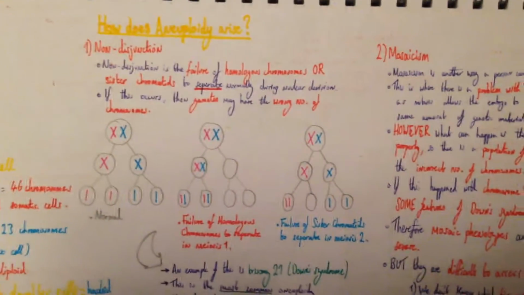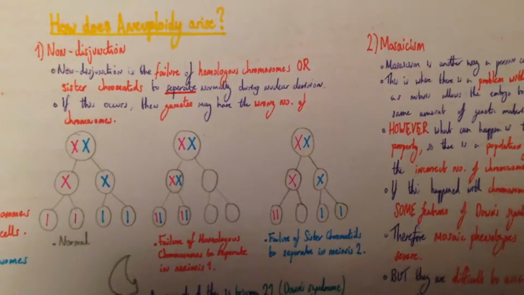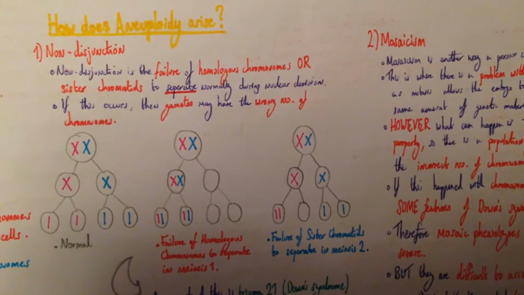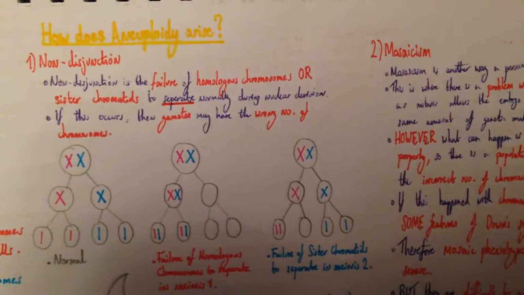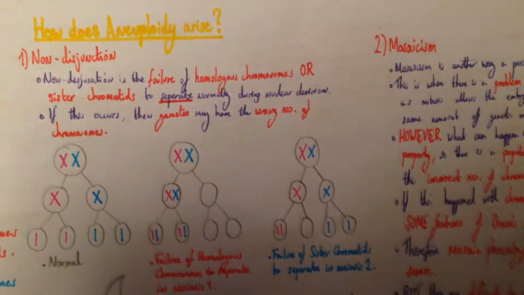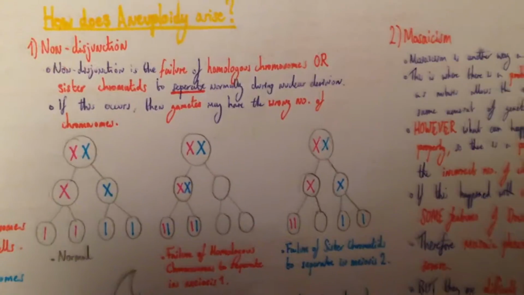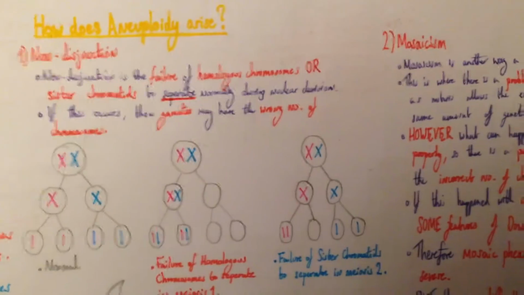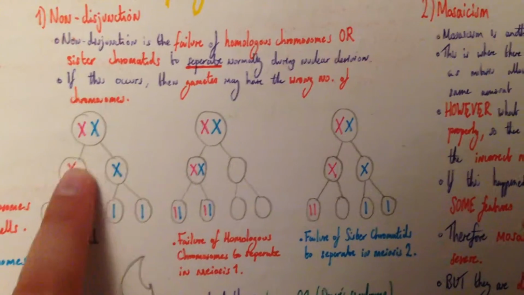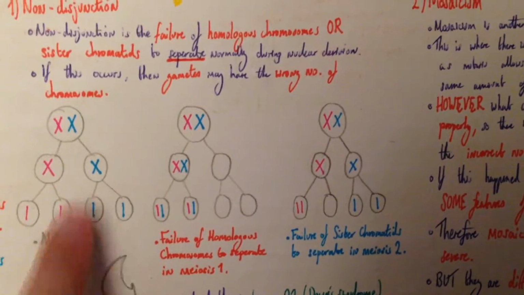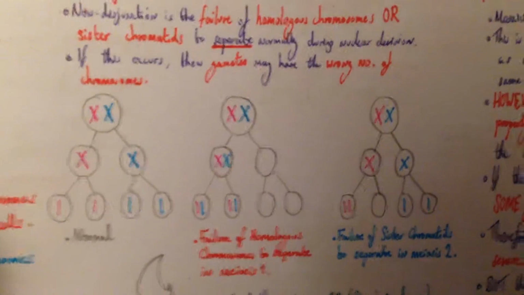So how does aneuploidy arise? There are two ways, and we're going to investigate them now. Number one, non-disjunction. Non-disjunction is the failure of homologous chromosomes or sister chromatids to separate normally during nuclear division, and if this occurs when we're creating gametes, then the gametes may have the wrong number of chromosomes, and that's a disaster. Here's normal separation of the chromosomes, which produces 4 daughter cells with the haploid number, each genetically different.